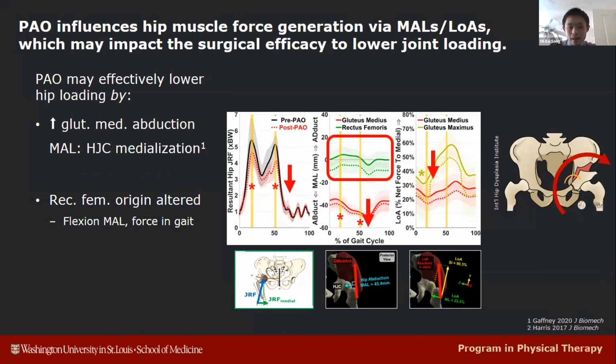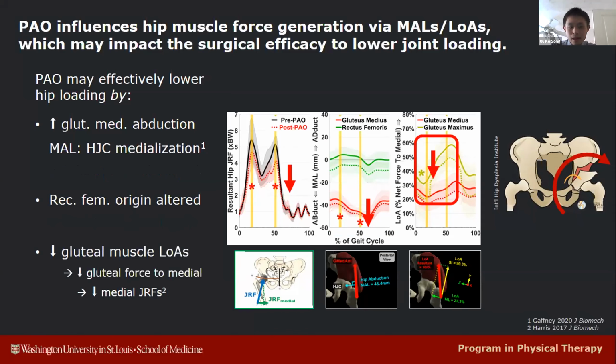As directly affected by the surgery, the rectus femoris had a moment arm change in both flexion and abduction, which could have contributed to the mechanical changes in the joint as well. And lastly, the decreased line of action from gluteal muscles means those muscle forces contribute less to the medial direction, which could have also helped reduce medial loading. It's our hope that as these results develop, we can use them to guide future PAO surgical planning in order to best reduce excessive loading and improve clinical outcome.